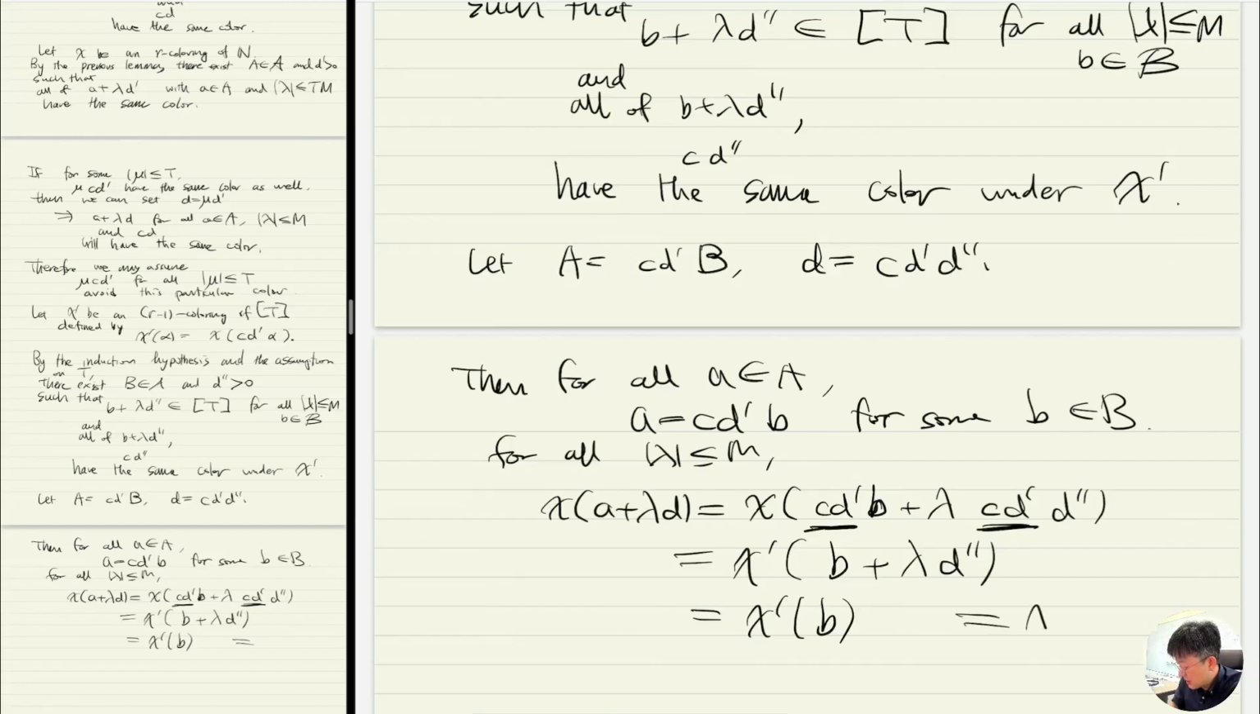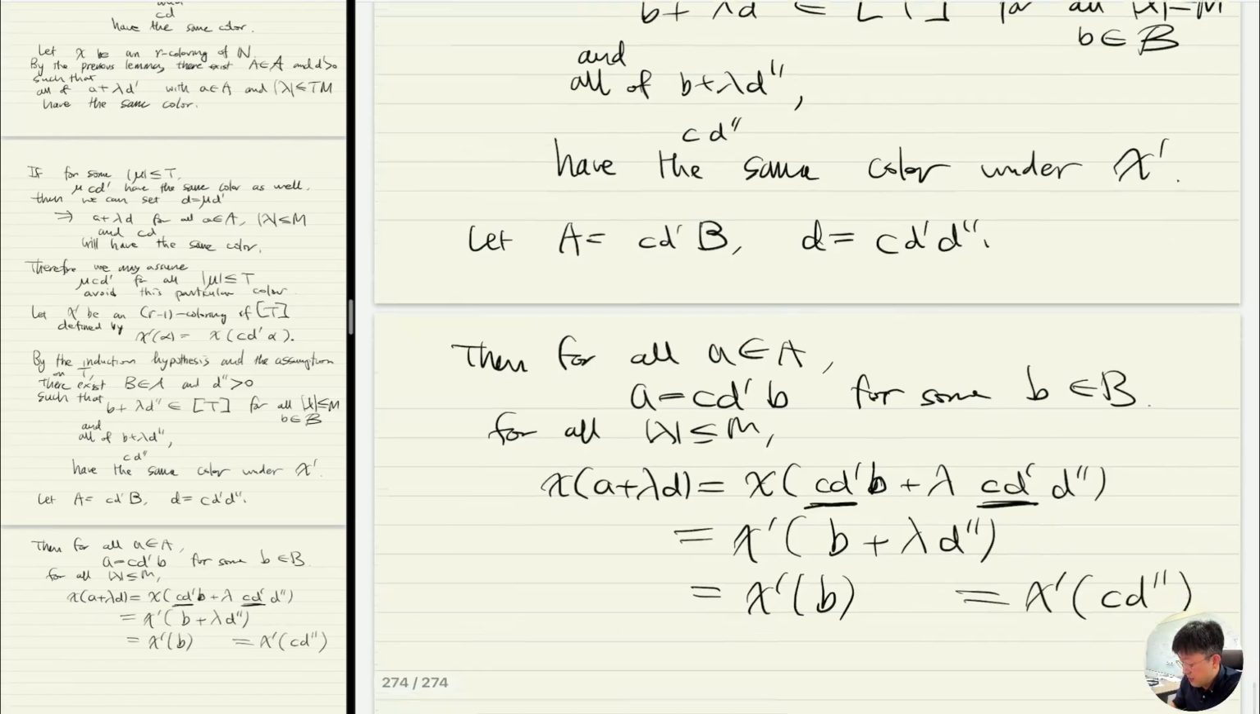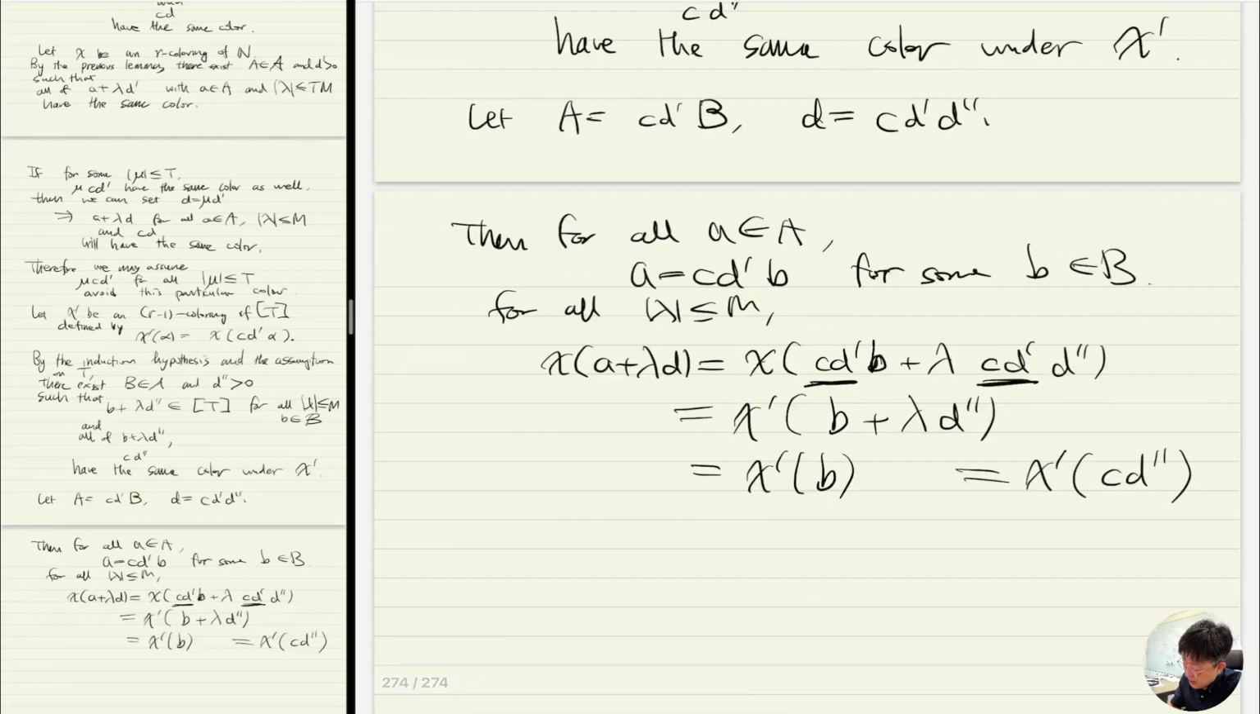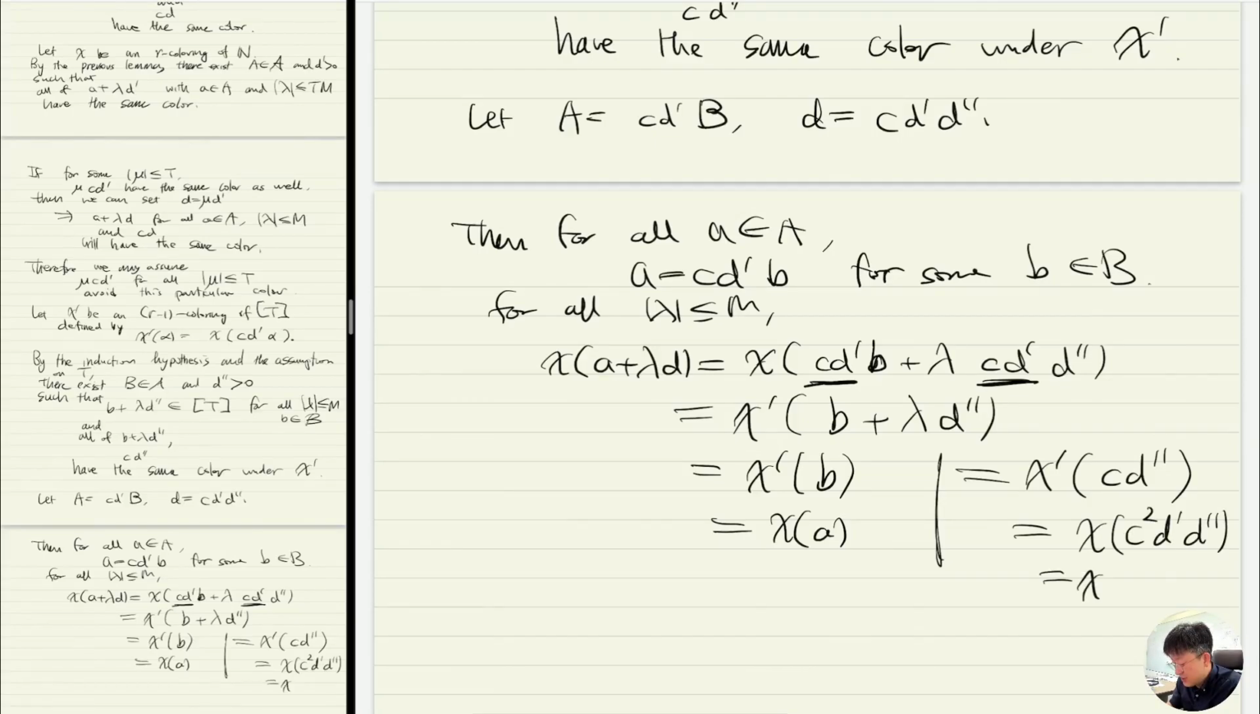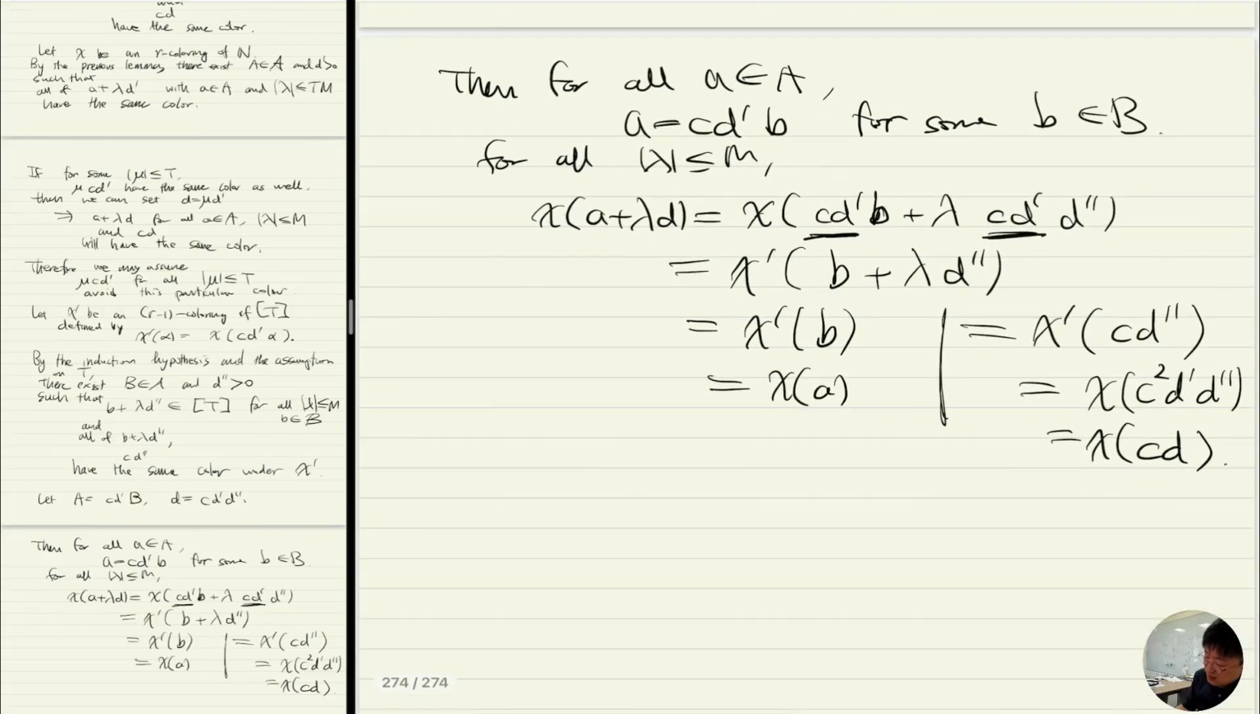And also it's equal to chi prime of CD double prime. And this is equal to chi of A, and this is equal to chi of, what is it, C squared D prime D double prime, which is equal to chi of CD, right? So that means all of A plus lambda D and chi CD will have the same color. So we are done.